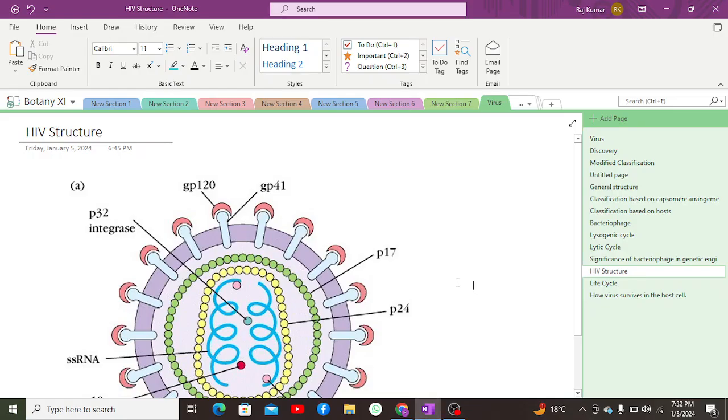Greetings everyone. So today we are going to discuss a new topic, which is the structure of HIV. Before talking about the structure of HIV, let us discuss what HIV is, its introduction.